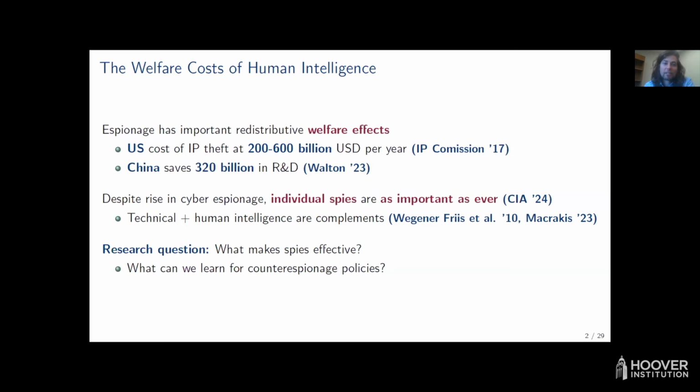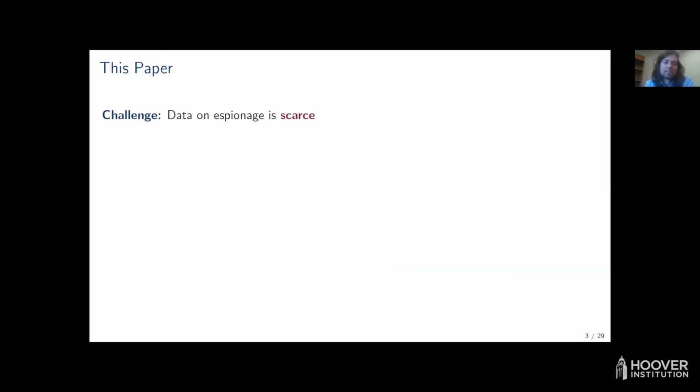This is a big question, and there's a big challenge here. And that challenge is that data on espionage is typically scarce. Secret services might have some of it, but publicly available, you almost find no data on espionage. And so here this paper comes in, and essentially what we do is we exploit declassified data from the East German Secret Service during the Cold War.